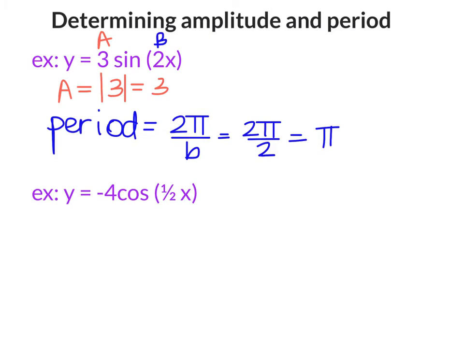So that means that the frequency is 2. So that function is going to complete 2 full cycles in a standard period. So it'll look like it's going a little bit faster.